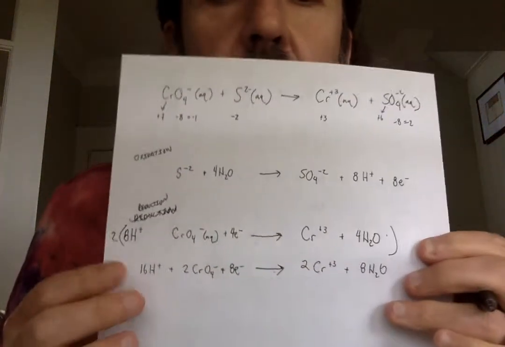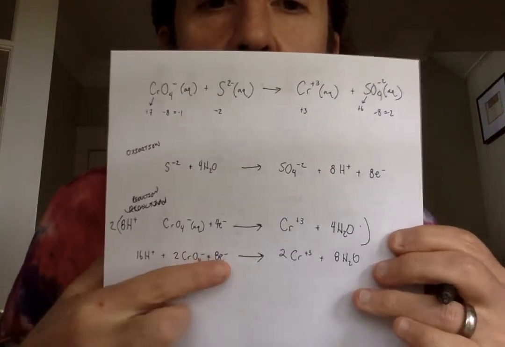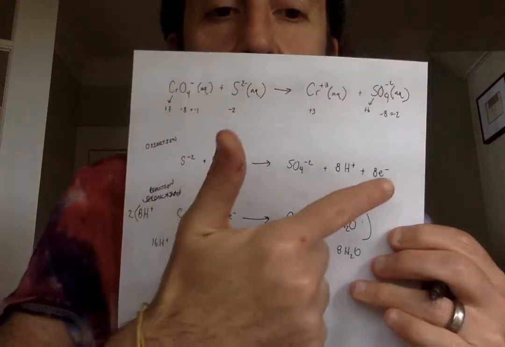So that's going to be 16H+ plus 2CrO4- plus 8 electrons yields 2Cr3+ plus 8H2O. Okay, the reason I did that step was so that I would have 8 electrons to cross off with 8 electrons, and you always want your electrons to cross off.